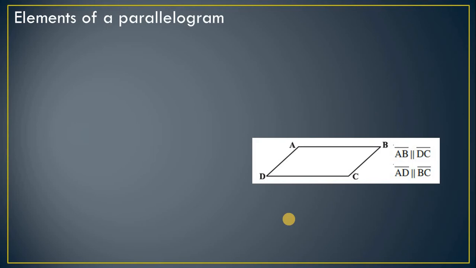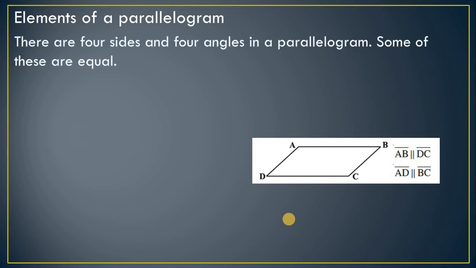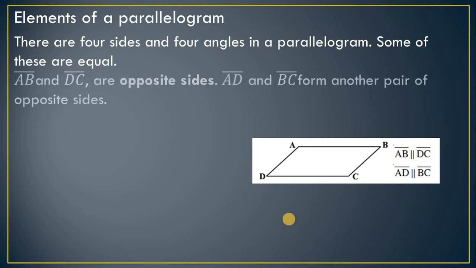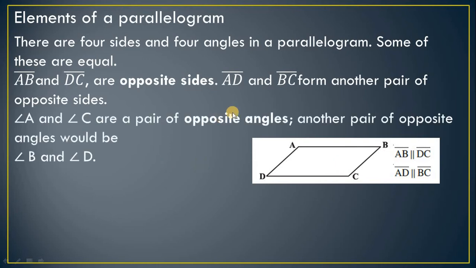As you know, opposite sides are parallel in the parallelogram. So here we will see some point, as AB and DC are opposite side. So AD and BC form other pair of opposite sides. So these sides are opposite. And A and C, these are the pair of opposite angle. So here in the parallelogram, angle A, this angle and this angle, they are the opposite angle. Same for D and B. These are also the opposite angle.